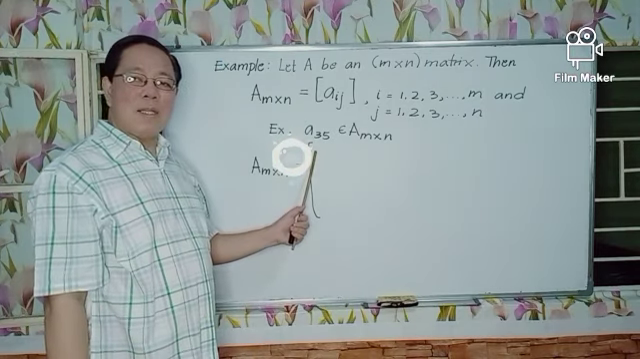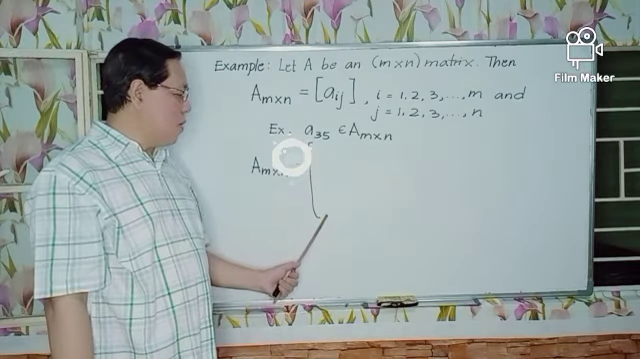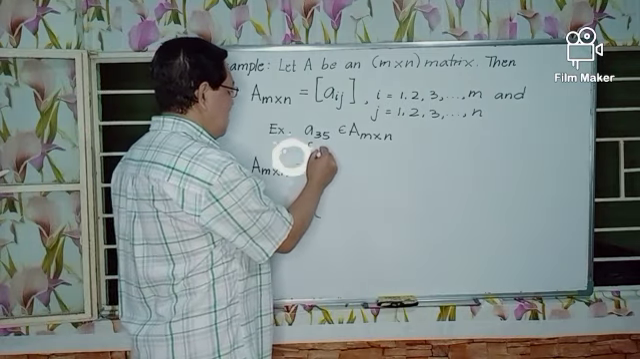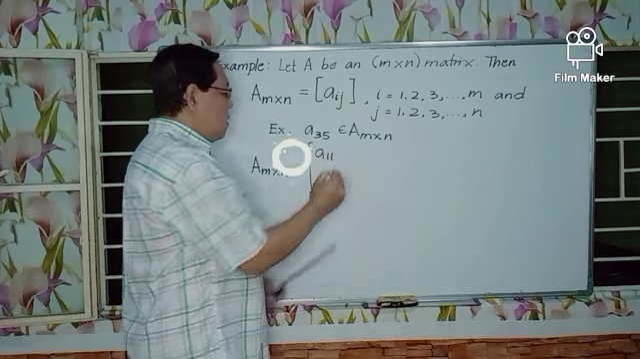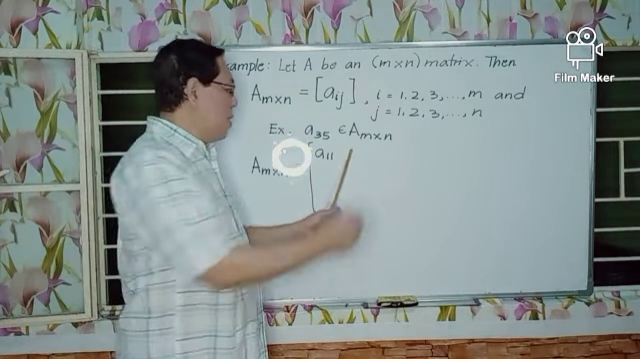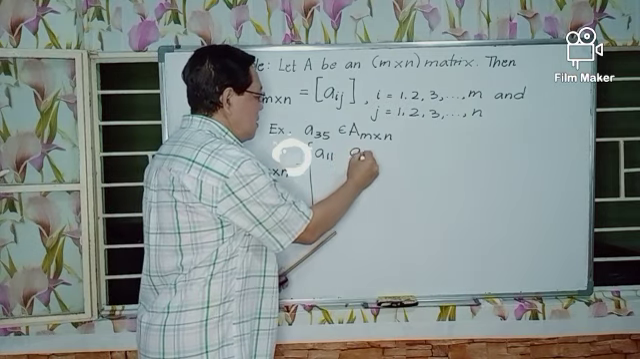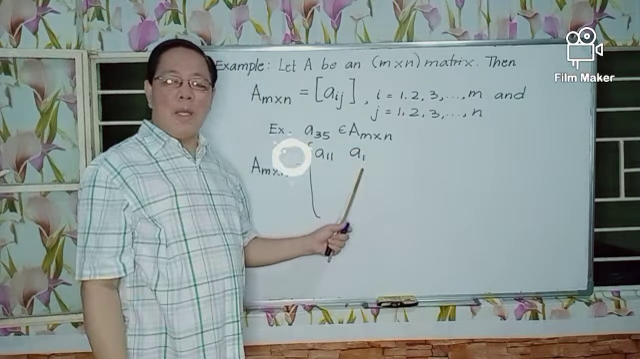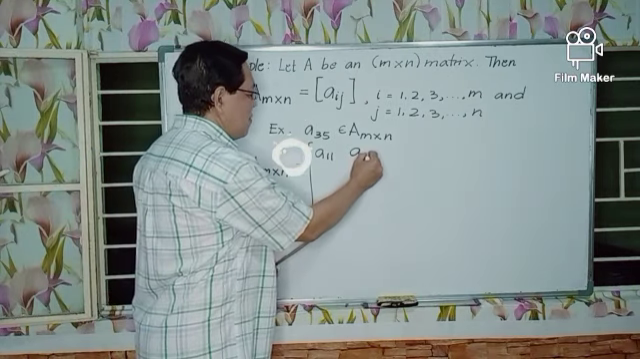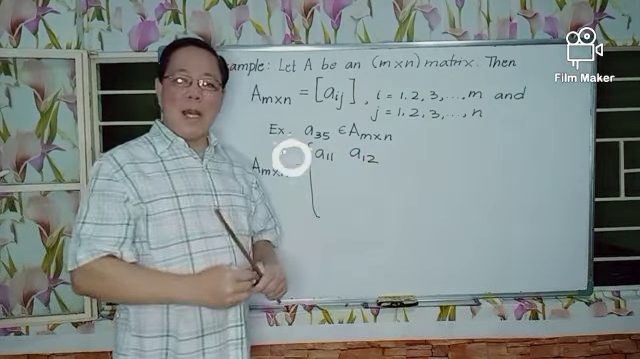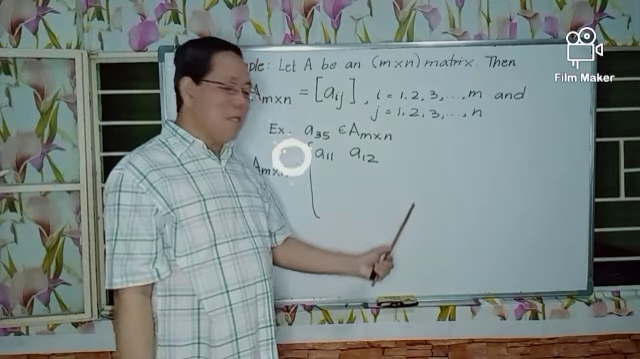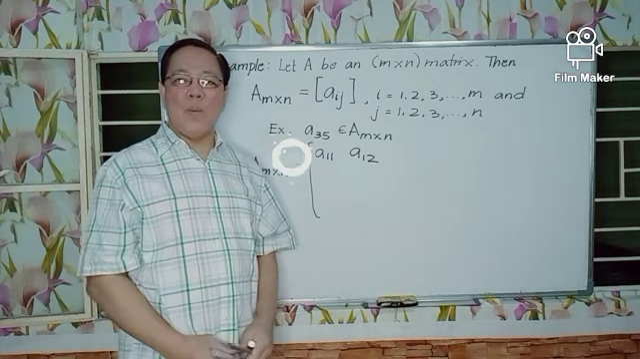So the first entry in the first row, first column, we write A sub 1, 1. And the next entry in the same first row, we write A sub 1, but is now in the second column, so we write A sub 1, 2. And the next entry here in the first row, but now in the third column, we write A sub 1, 3.